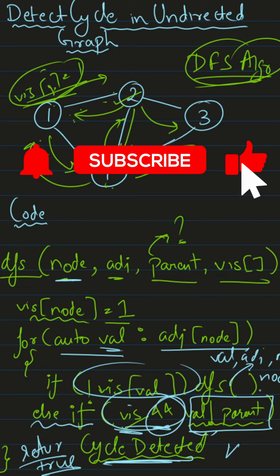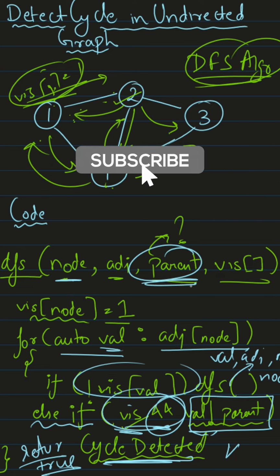So that is a simple question, guys, to detect a cycle in an undirected graph. Just make sure to keep track of parents so we don't have an irregular cycle detection.